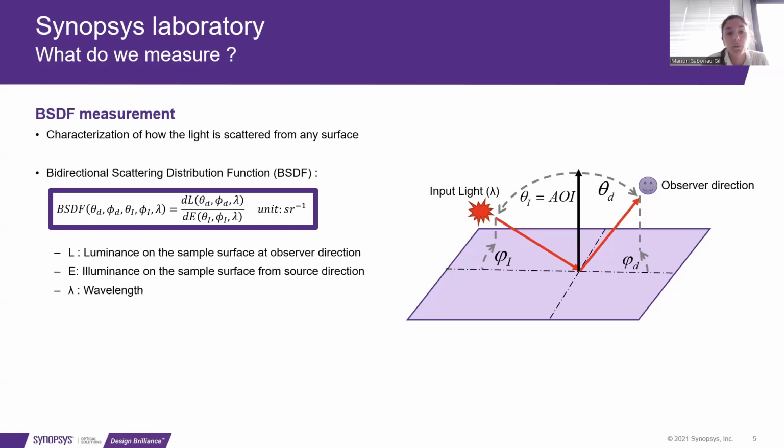You will see BRDF when you work in the reflected space and BTDF when you work in the transmitted space. The definition is here. It corresponds to the ratio between the luminance on the sample surface at observer direction to the luminance on the sample surface from the source direction. The unit is the steradian minus 1.